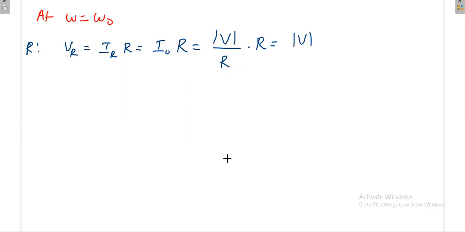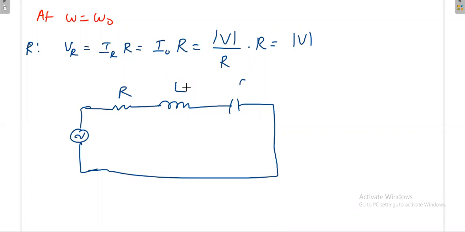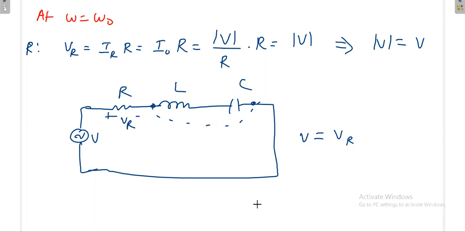Take the circuit like this and apply some voltage to R, L, C. At resonance the L and C combination is virtually like a short. Then V has to be V only, so finally V is equal to VR. All are the same, so V is equal to VR.